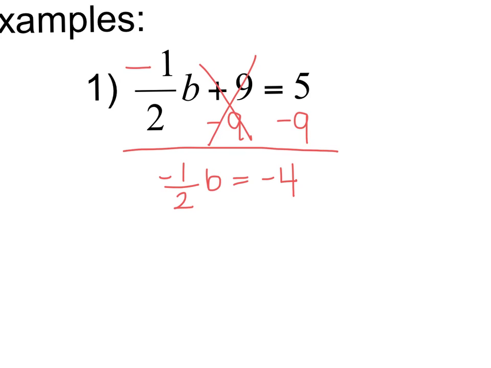Now to get the b by itself, it's negative 1/2 times b. The opposite of times is to divide by negative 1/2. So these cancel out. But remember, dividing by a fraction is the same thing as multiplying by negative 2/1, multiplied by the reciprocal on the other side. That leaves us with b equals positive 8 when we do that multiplication. And there's our answer.